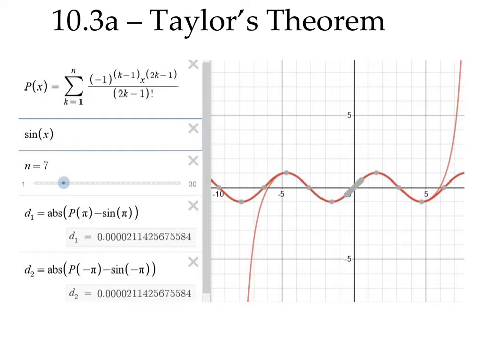Without going too much into detail, the moral of this story is that we can make p of x, a Taylor polynomial for sine of x, get as close as we want to sine of x for any value of x, simply by including enough terms of the Taylor series in our polynomial. It'll never be exact except at the center, but we can make it arbitrarily close. So if we really want it to be exactly equal to sine of x, we have to use an infinite series. But whenever we use a polynomial, we always get truncation error.